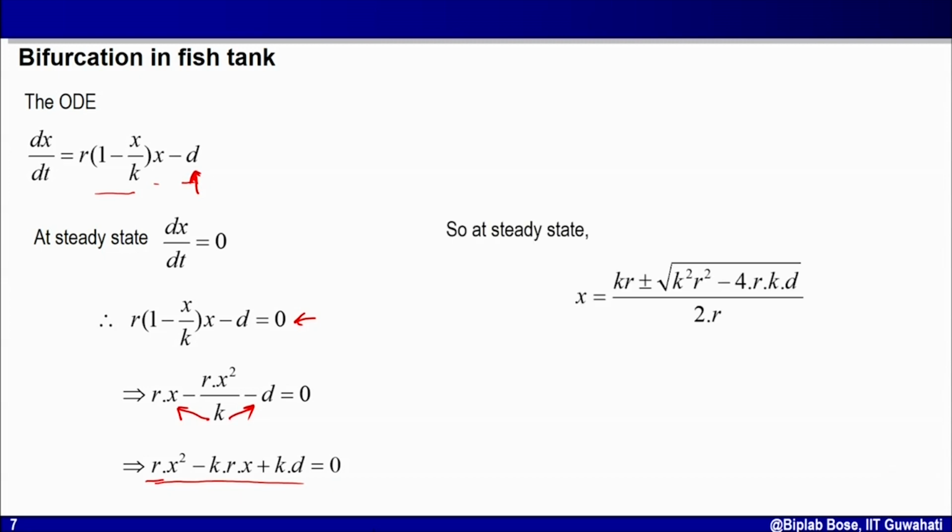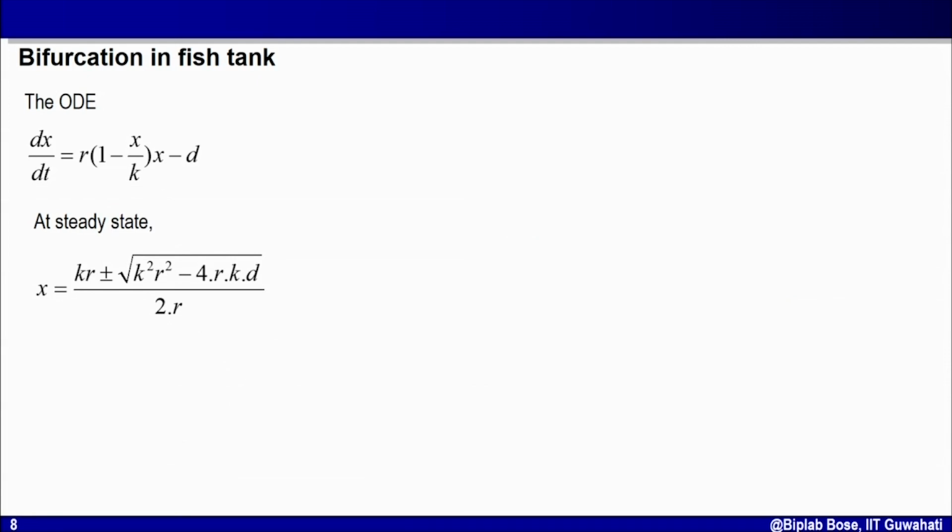That means x will have at most two solutions. So x = (kr ± √(k²r² - 4rkd)) / 2r. This is simply following the rules of quadratic solutions. Now I want to see how d will affect the value of x at steady state, and the stability of the steady states. So let us look into it. At steady state, I have calculated the value of x as this term, and I want to change the value of d here to see how this x changes.